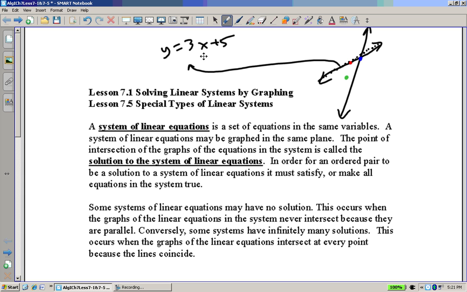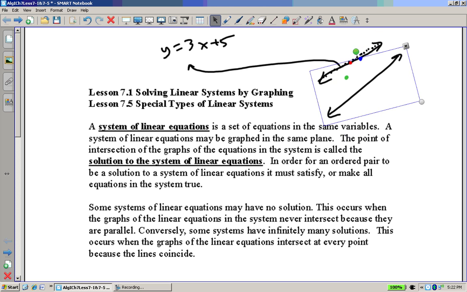You could do this several ways. We could do it graphically, which is what we're going to do today. You could do it algebraically, which we're going to do soon, two different ways, one by combination and one by substitution. And so we have this new way of looking at a system instead of just an individual equation.